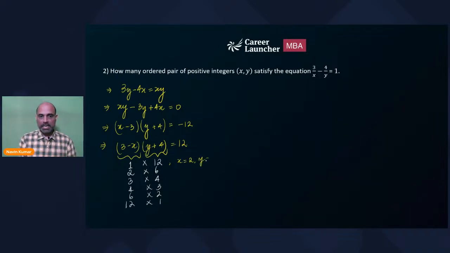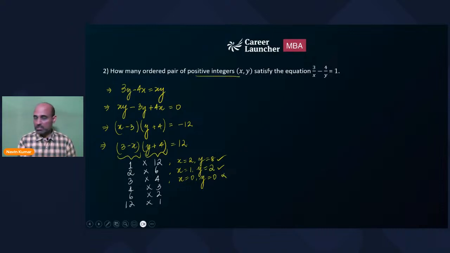And y is going to be 8. Very much acceptable. Next, 3 minus x is going to be 2 when x is going to be 1, and y plus 4 is going to be 6 when y is going to be 2. That is also acceptable. 3 into 4 will happen when x is going to be 0 and y is also going to be 0, since it says positive integers. So you cannot take this, right?